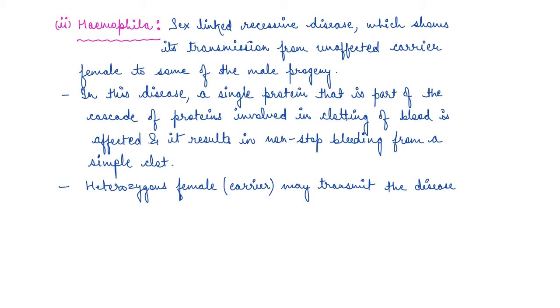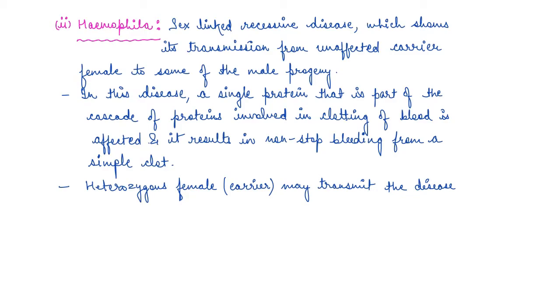Now, it shows its transmission from an unaffected carrier female to some of the male progeny. Again, the carrier is female. Now, in this disease, there is a single protein that is part of a cascade of proteins involved in clotting of blood. And this protein is affected, and that results in non-stop bleeding from a simple cut, right? Even if there is a very minor cut, your blood is not going to clot and you are going to suffer from non-stop bleeding, right?